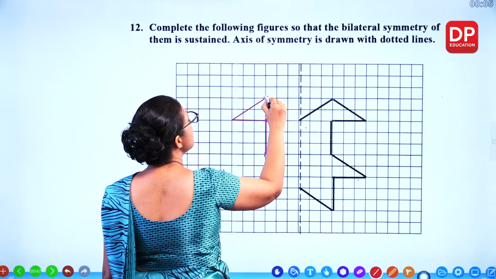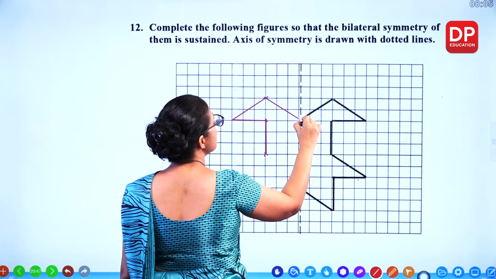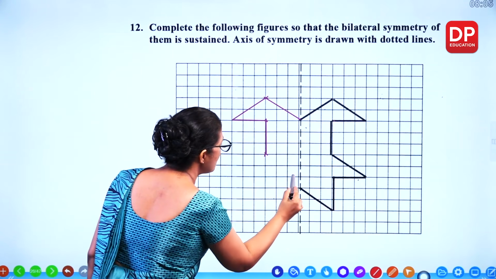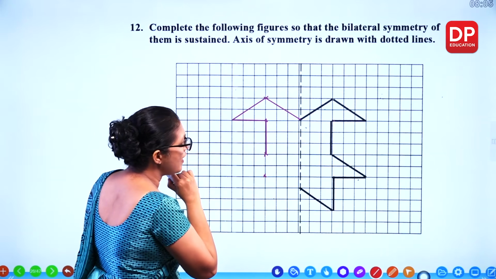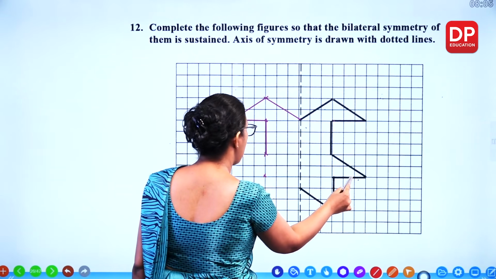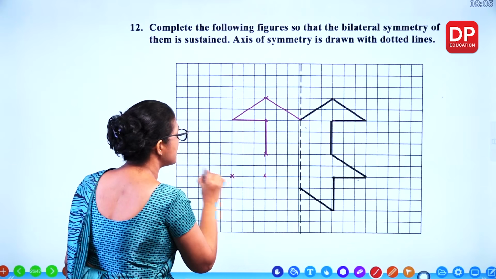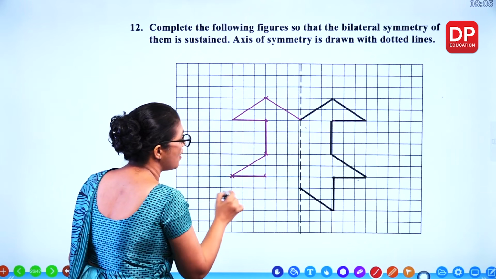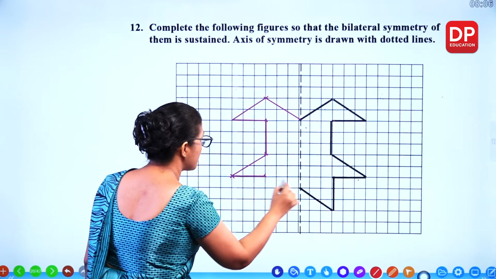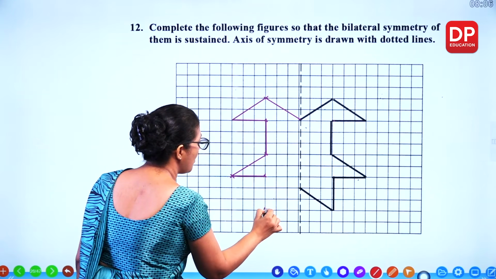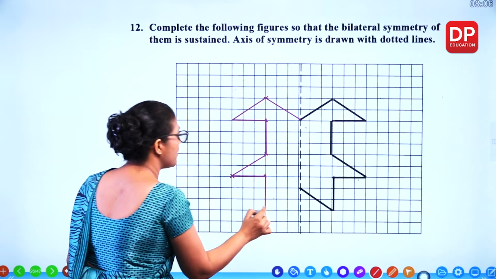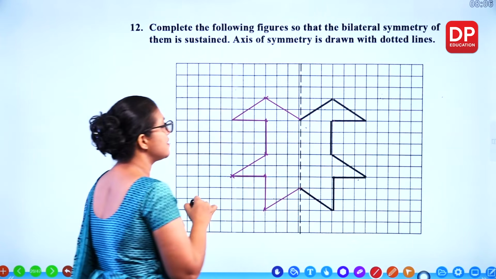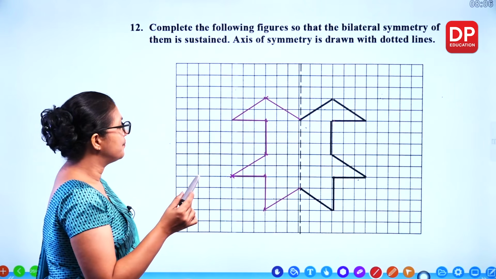So you can connect here and here. That's the first part. And what about this way? From here, 3 squares. So this is the point. And then 3 squares towards this side. So you can connect this line and this one. And then 3 squares down. This is the point. You can draw the line here and then connect this line here. So this is the other side of the figure.